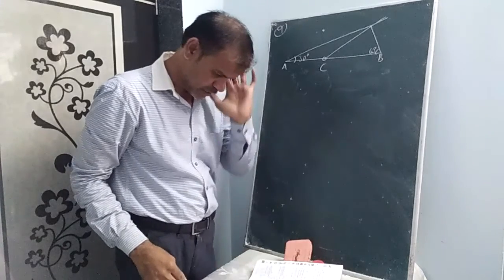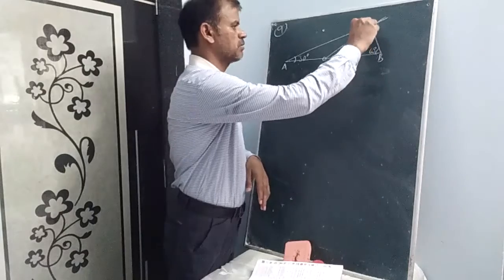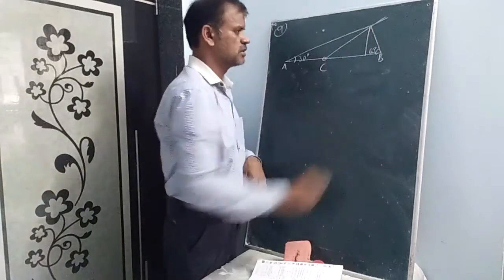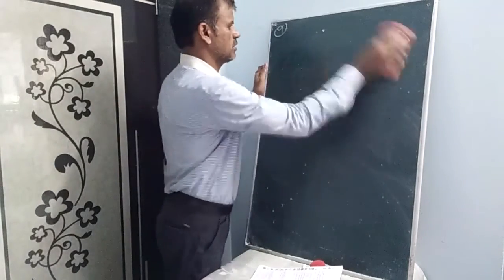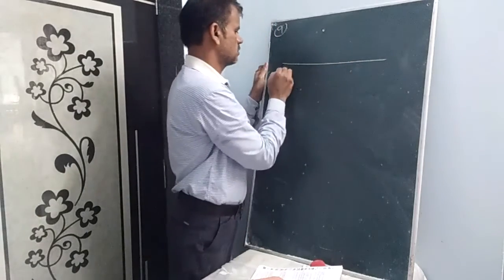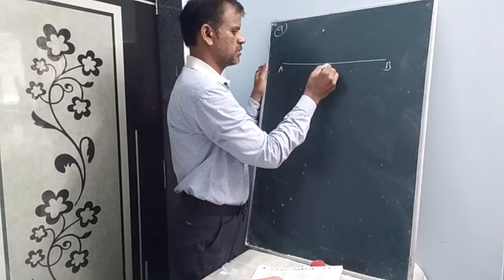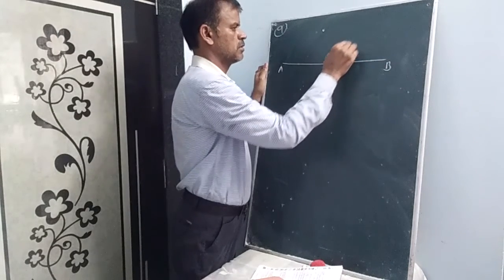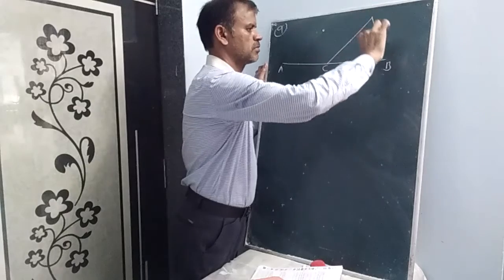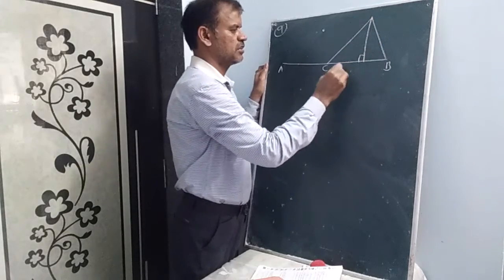Then you need to calculate the angle made by the tower with the horizontal. Draw like this. You can draw neatly. This is A, this is B, midpoint C. Leaning towards B, like this. This is the horizontal angle.